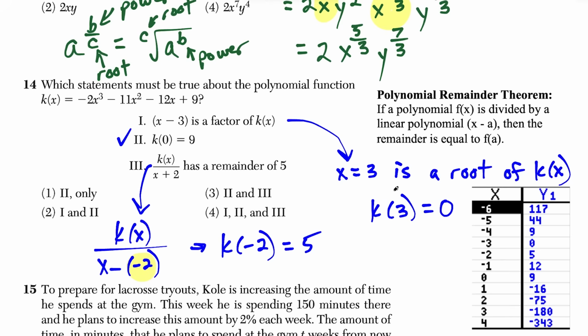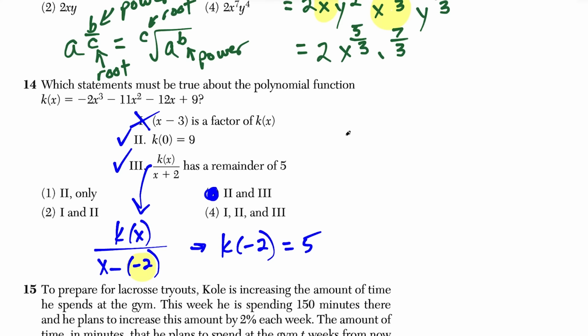So let's see, is k of 3 equal to 0? Well, look at the function value when x is equal to 3. The function value is equal to negative 180. So this one here is not true. So x minus 3 is not a factor of k of x. And now for this one, is k of negative 2 equal to 5? This one is in fact true. K of negative 2 is equal to 5, which tells us that when we divide k of x by x plus 2, we are going to have a remainder of 5. So choice 3 is our answer.